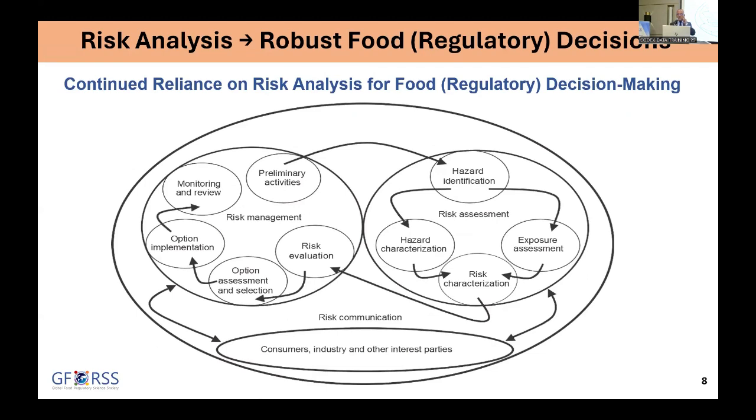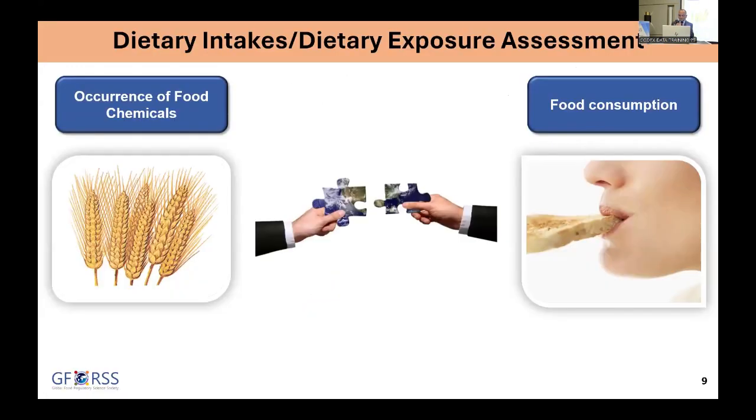And the food consumption data, as we already said, is used in the exposure assessment as part of the risk assessment work. So let's move now to the main objective. We have the occurrence of chemicals in food on one side, and the food consumption on the other side.